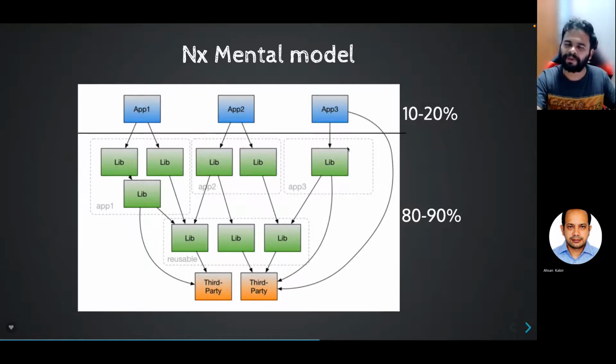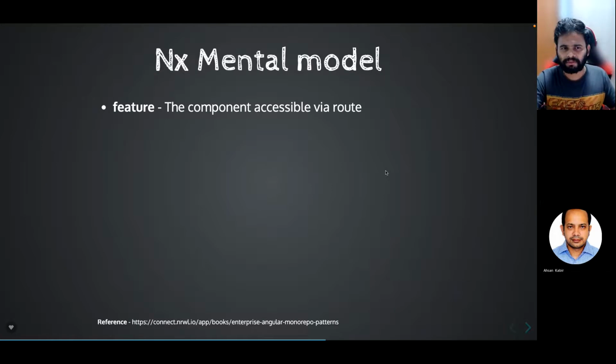So that's not just a mental model. One more thing you have to keep in mind when it comes to NX is that NX has a folder structure. You have to concentrate on this particular thing because it is very important. More details can be found in the reference link given here, which relates to books. So, what folder structure can we follow?